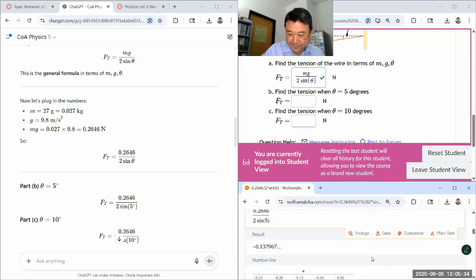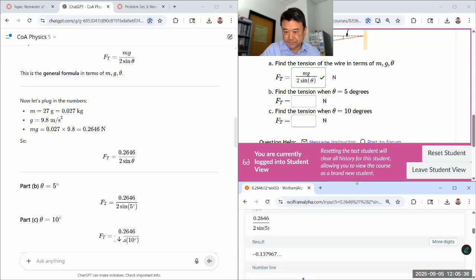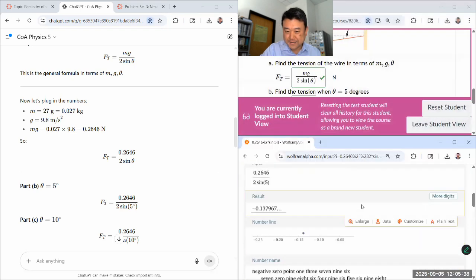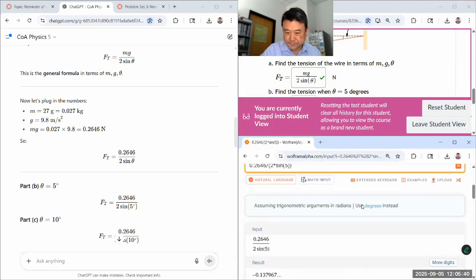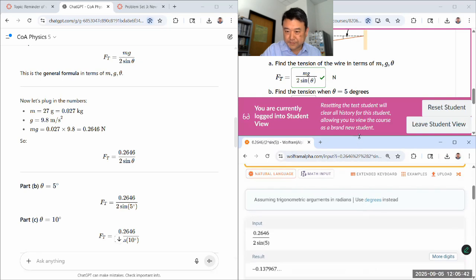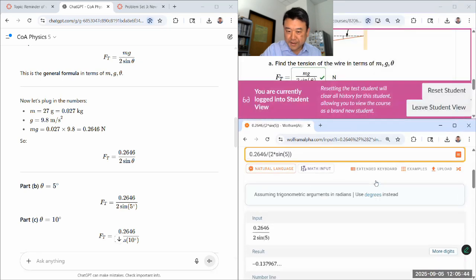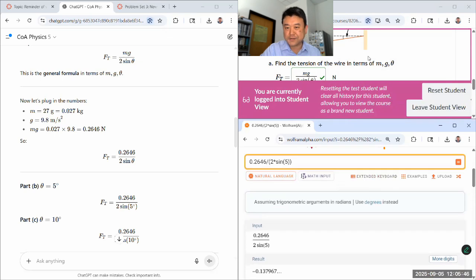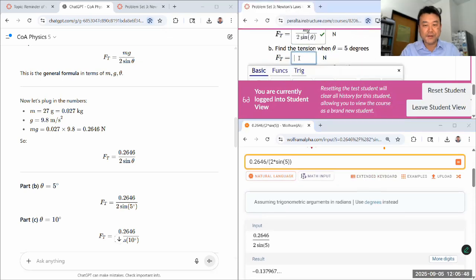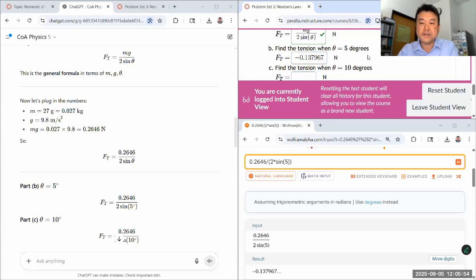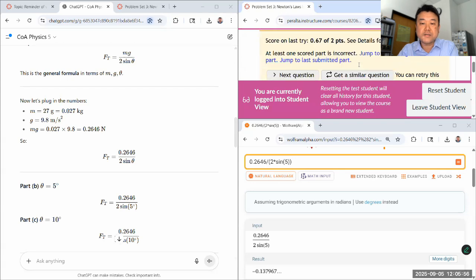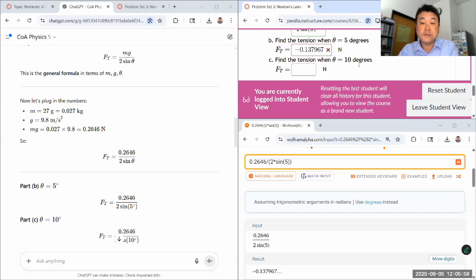I mean, it is nonsensical. I think most people will be able to catch it because you are plugging in a negative number, so that should tell you something is wrong. So this is one type of mistake that I can make, and you can see that it's incorrect. So let me complain to ChatGPT.